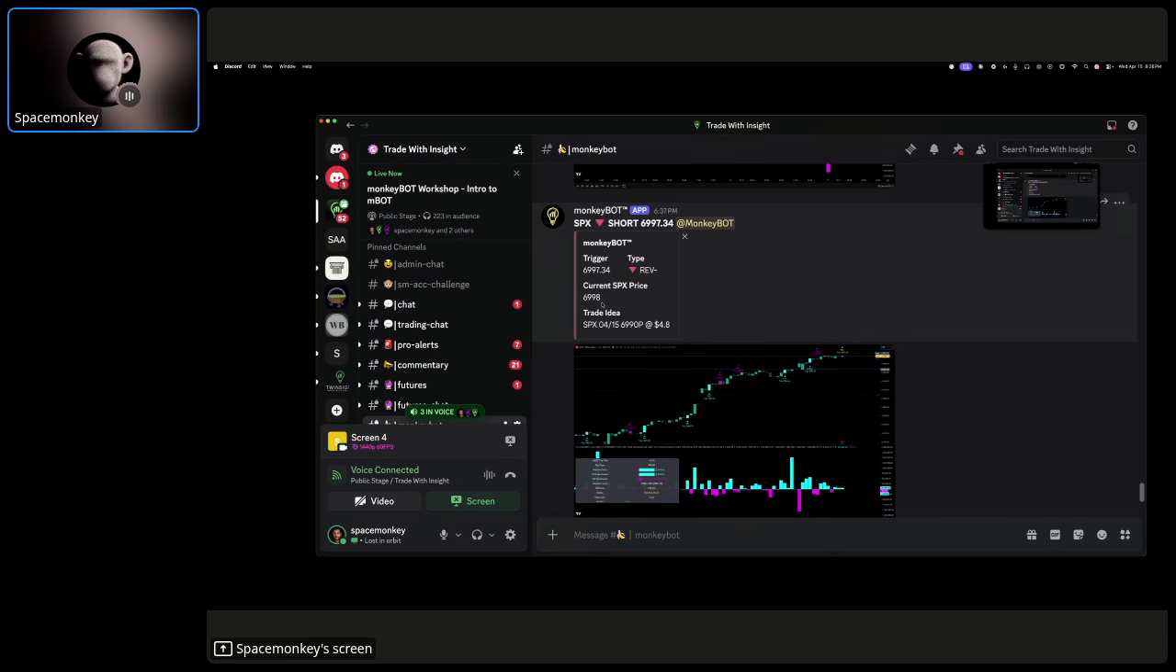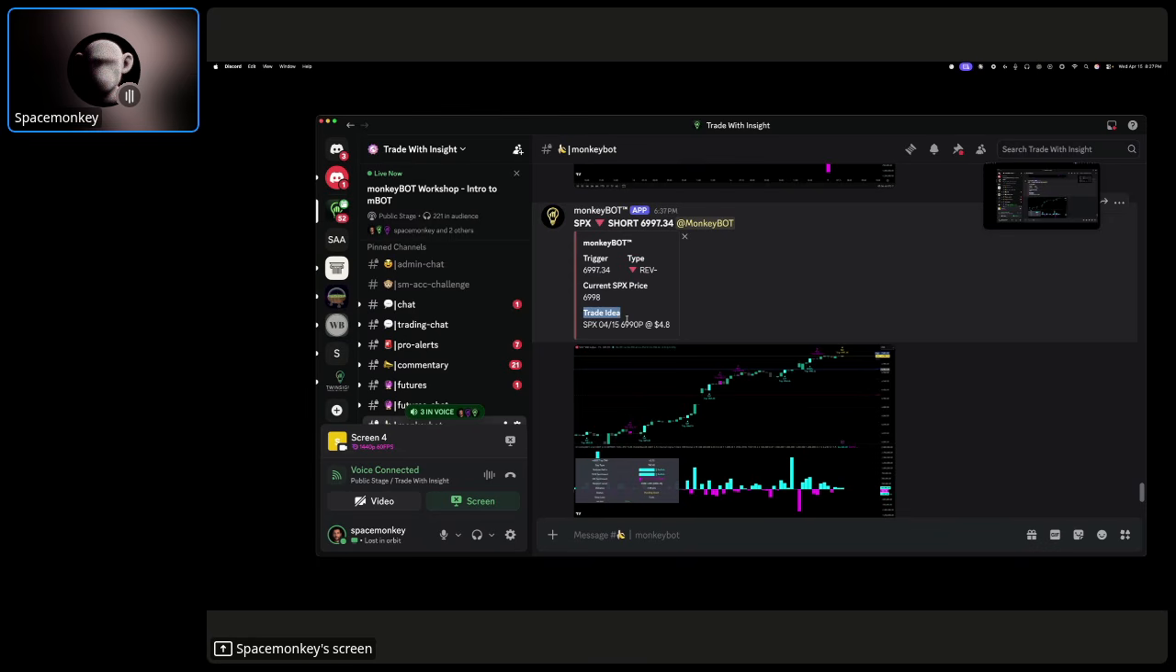And by the time the signal is actually sent to Discord, there's a little bit of a discrepancy. And so we've added this current SPX price to give you a clear picture of what the price is right now, what the price was when the trigger happened. So you can always look at those and estimate, is this a good time for me to enter this alert or is it not?